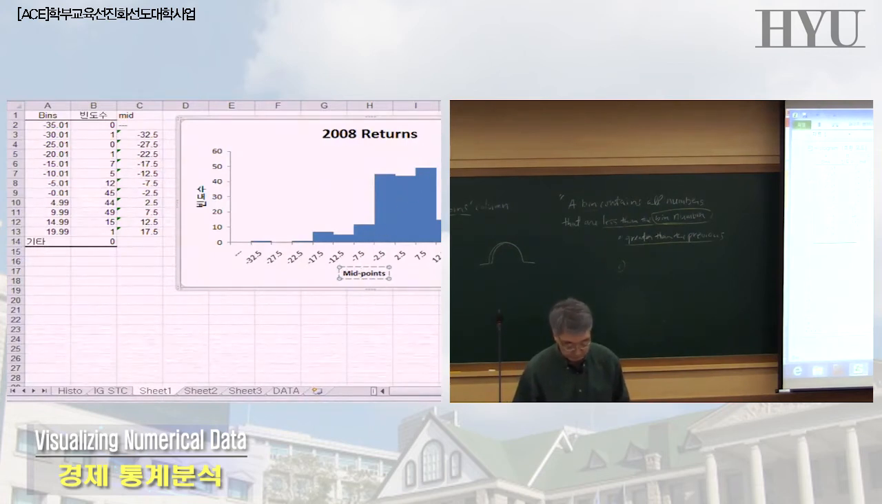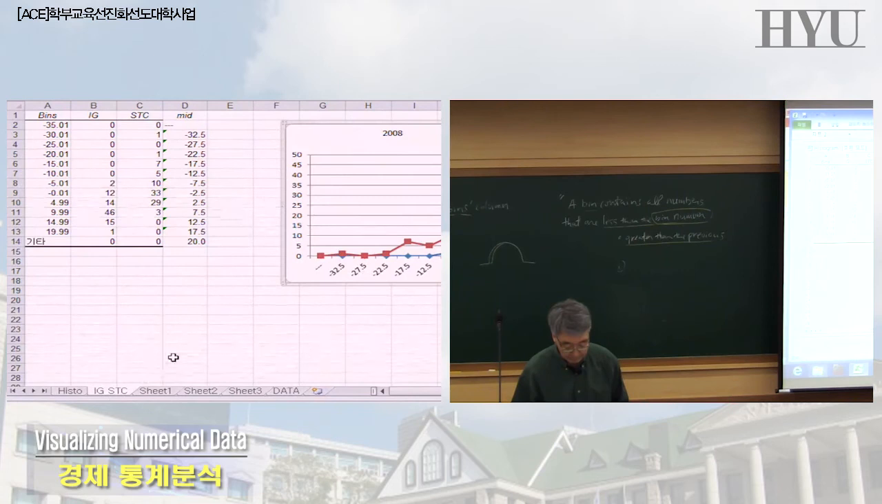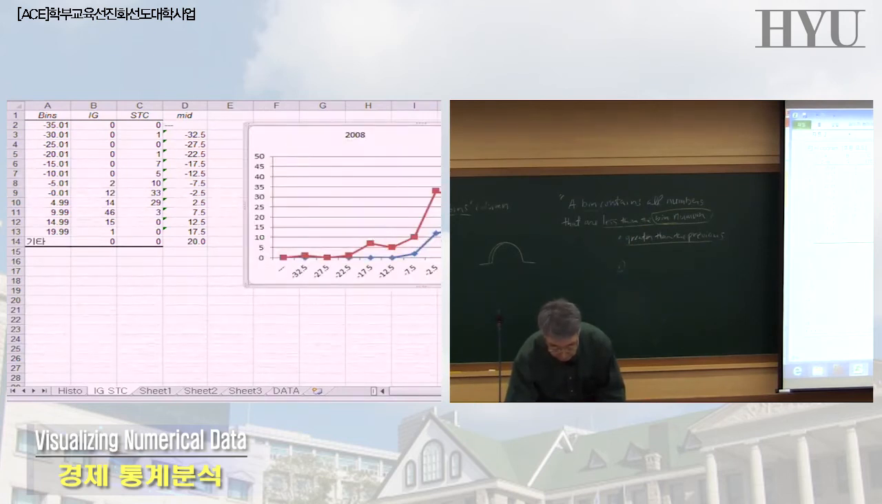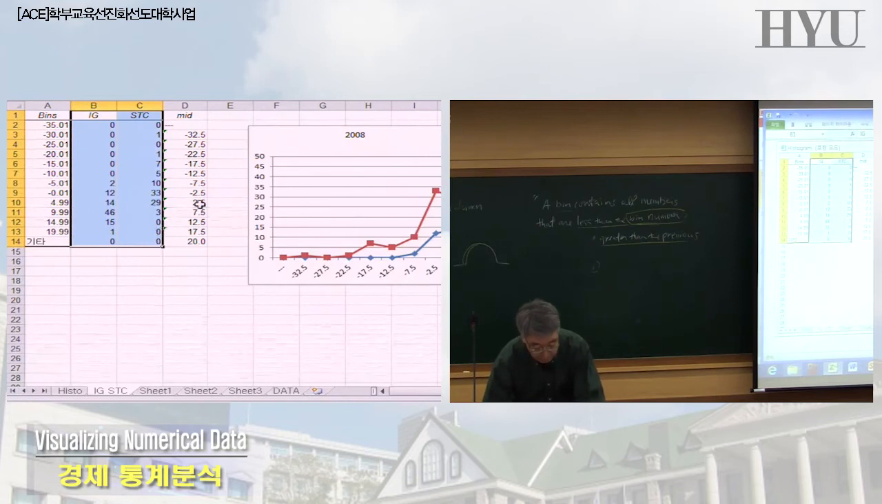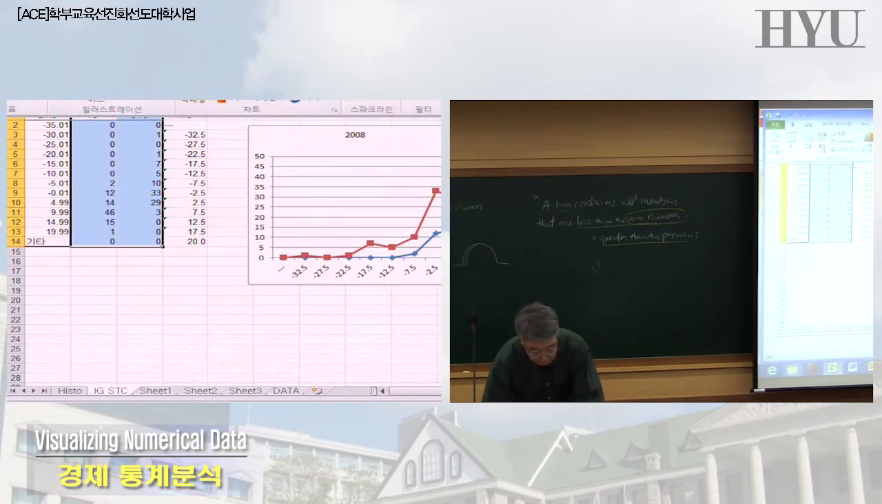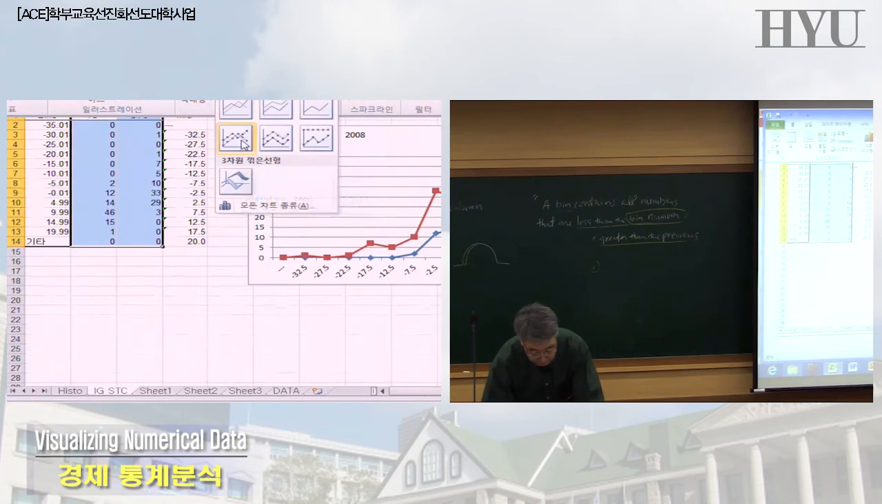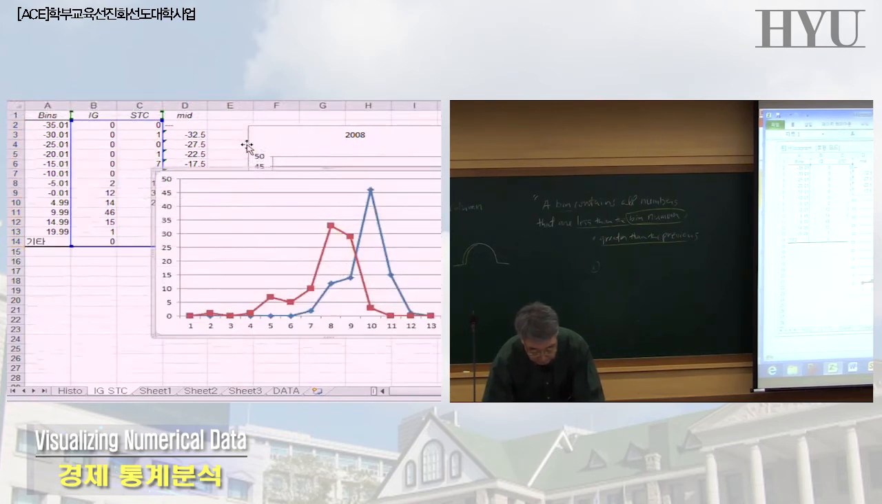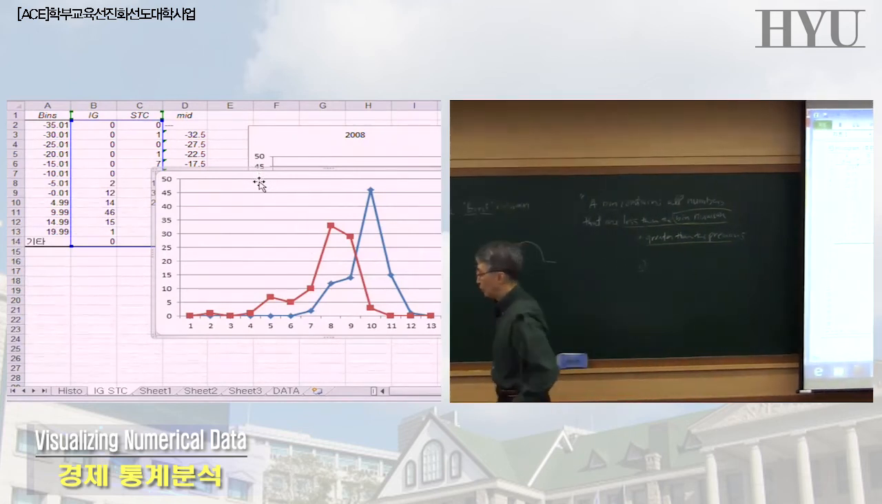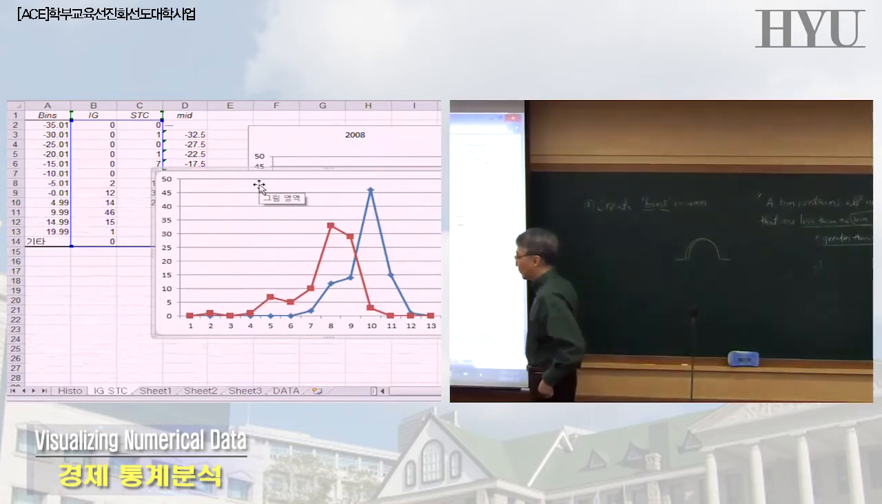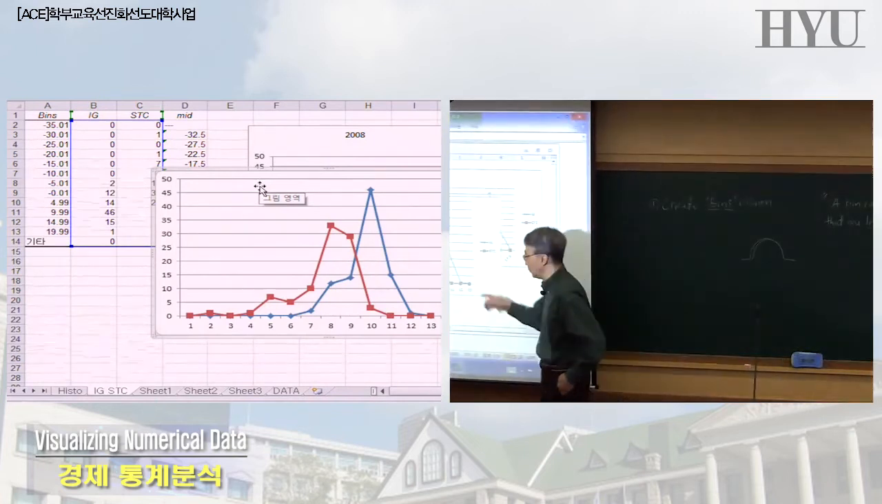But here, let's just create the raw frequency polygon first. And you know how to do it. Just highlight the two columns here and insert a line chart, a line chart with markers. That's how easy it is. You can create two frequency polygons like that, and you can easily compare.